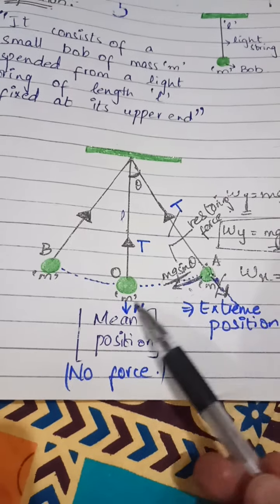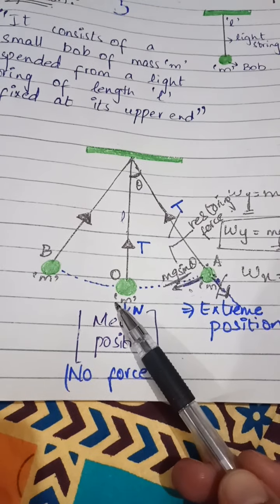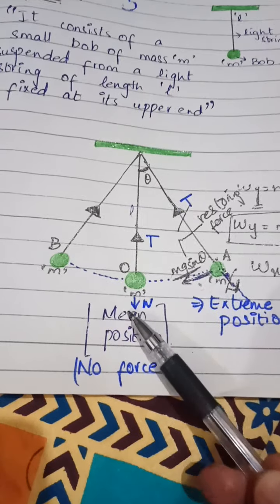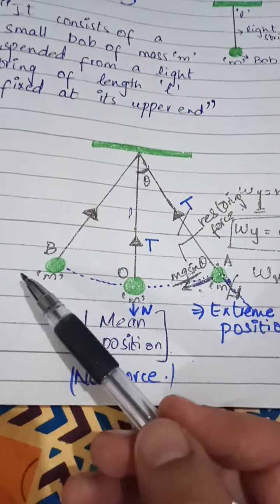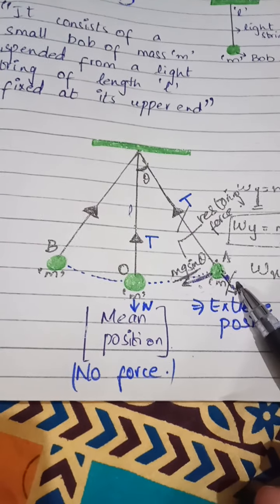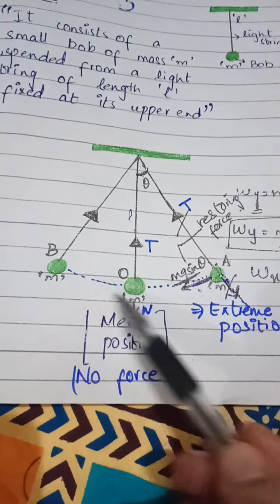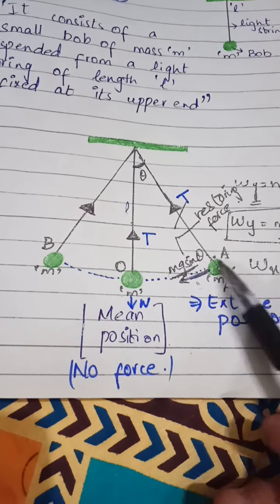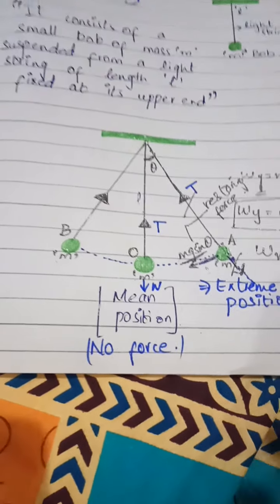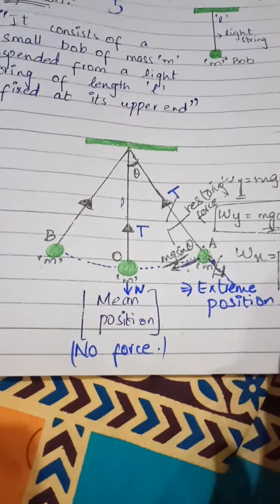So when it comes toward here, should it stop? Obviously no, because of inertia. Because of inertia, it will keep on moving between the other extreme point and the first extreme point. It will keep on oscillating between point A and B. As we have discussed earlier, we will discuss different points. Hope you are clear up till now.